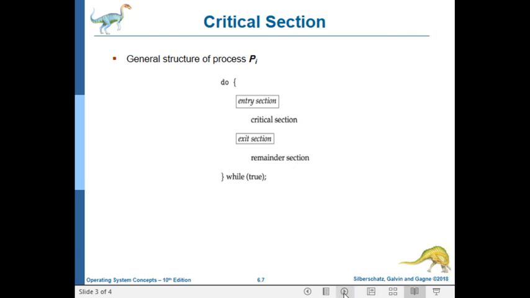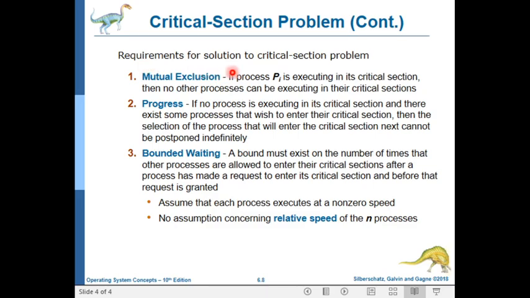Okay, there are three requirements for a solution to the critical section problem. Here we have mutual exclusion. This requirement ensures that only one process at a time is active in its critical section.